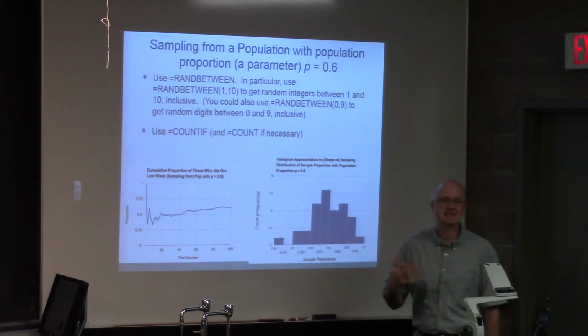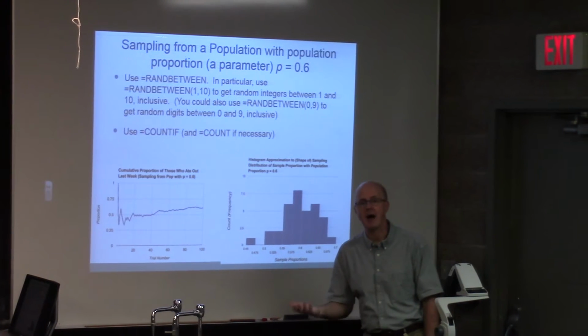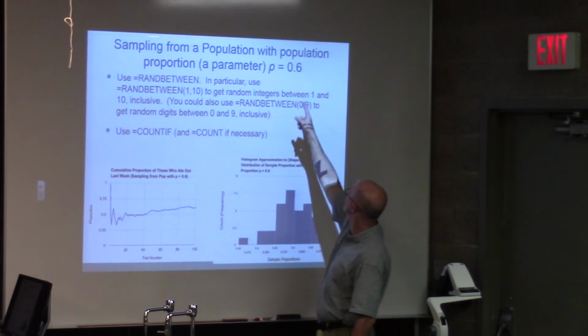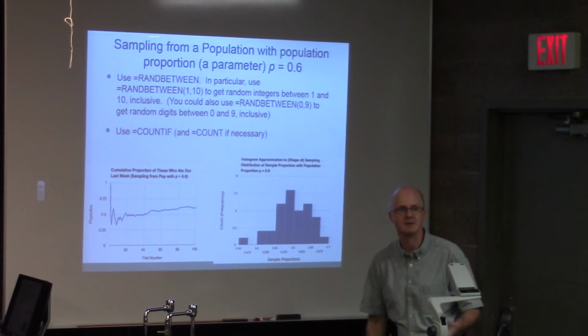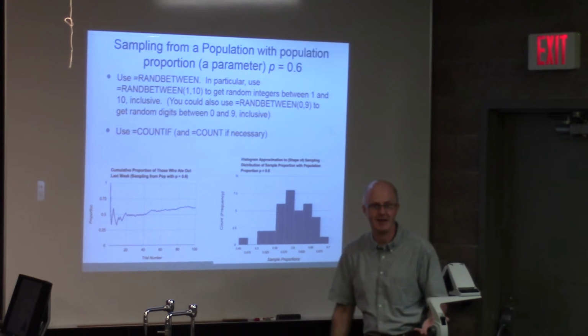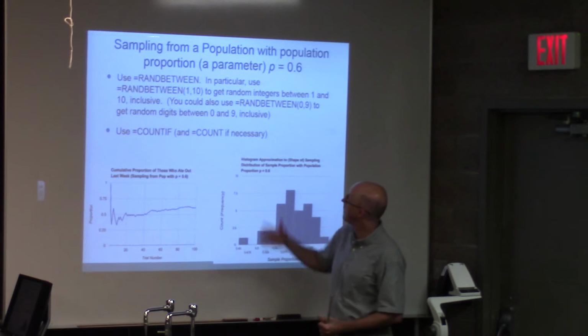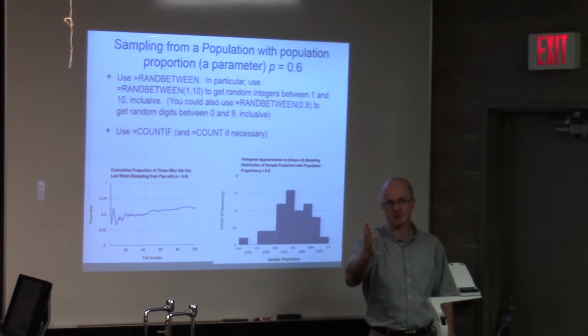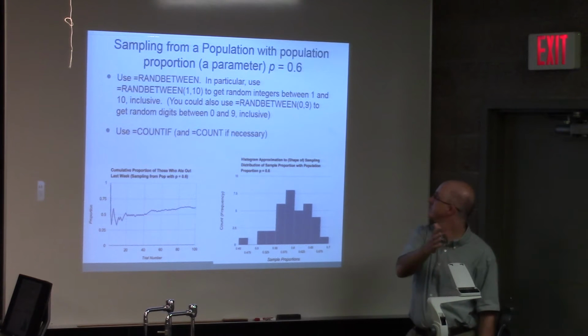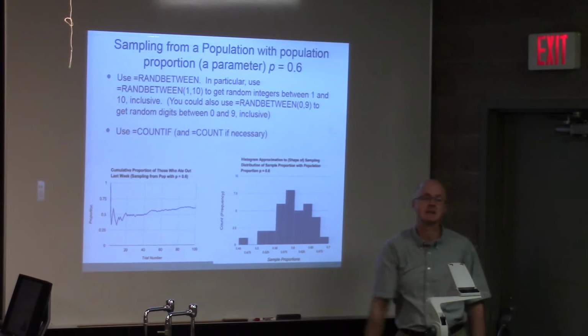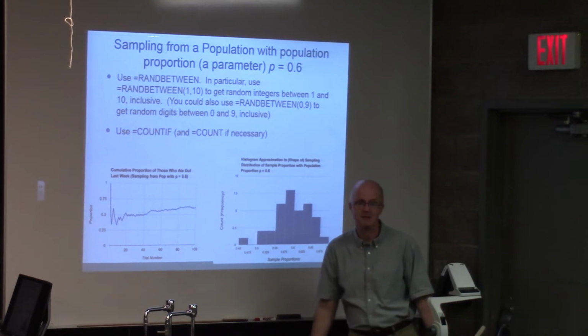I'm imagining that I'm sampling from a population with a population proportion p of 0.6. That was the people who ate out last week, right? That was our example. 60% of the population ate out last week. That's what we're imagining. So the idea was that digits 1 through 6 represented people who ate out last week, and 7 through 10 represent people who did not eat out last week.